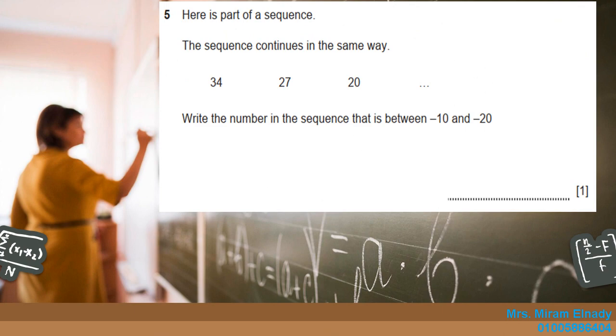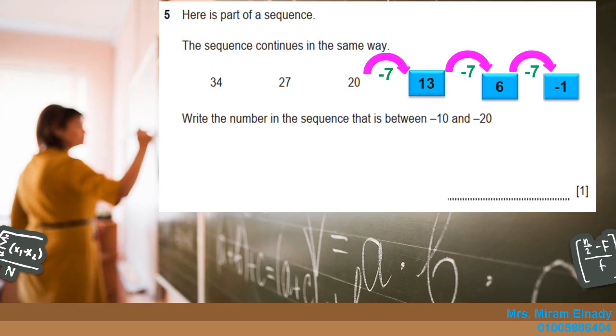It is part of a sequence 34, 27, 20. Write the number in the sequence that is between -10 and -20. So we can make it easier by comparing 27 and 20. The difference between 27 and 20 is 7. We are going down, so we are subtracting 7. So 20 minus 7 is 13, and then another minus 7, it will be 6, minus 7, it will be -1. Is this the first number?